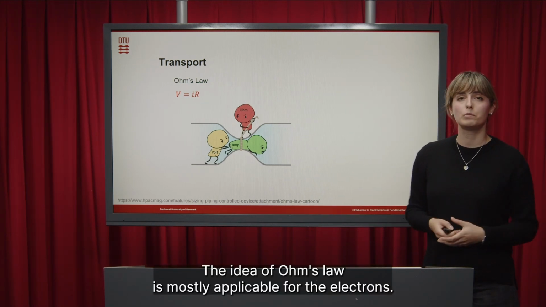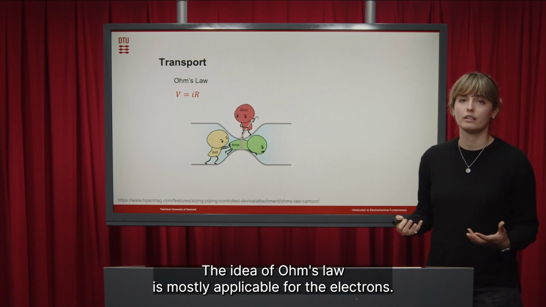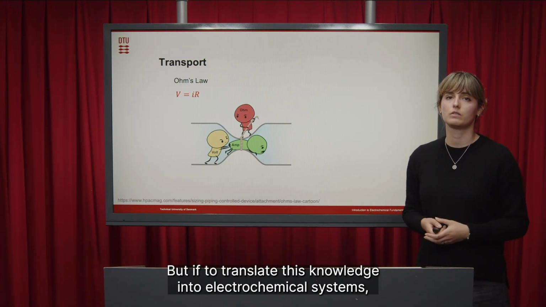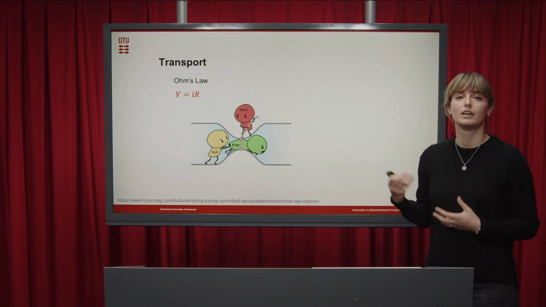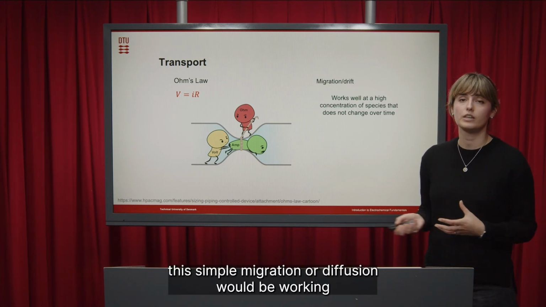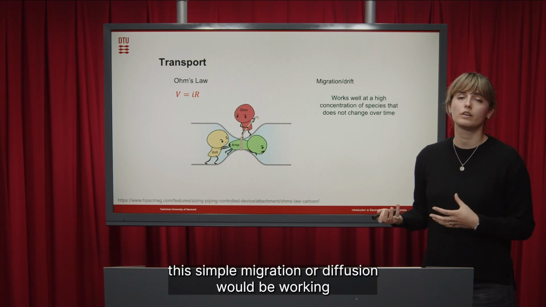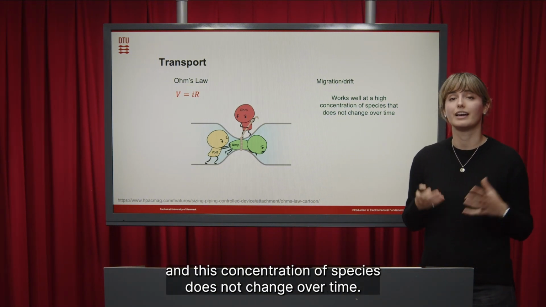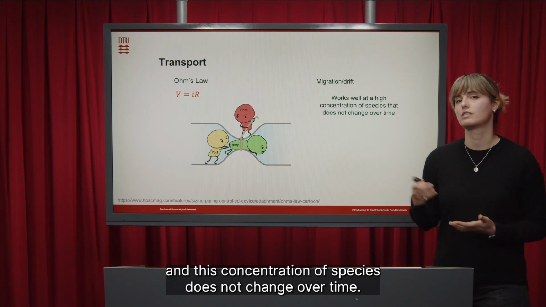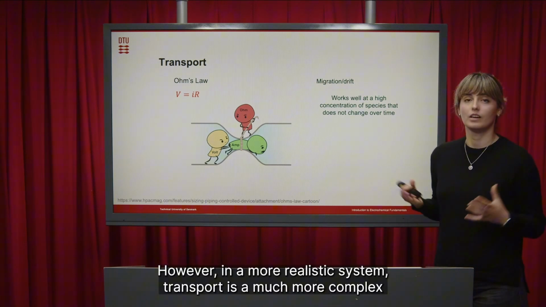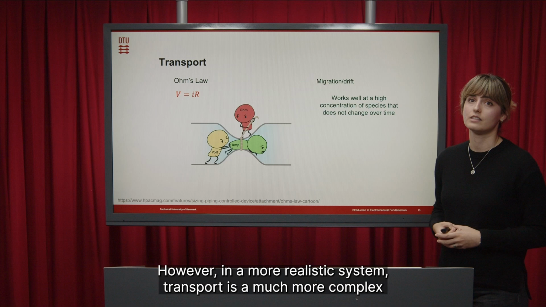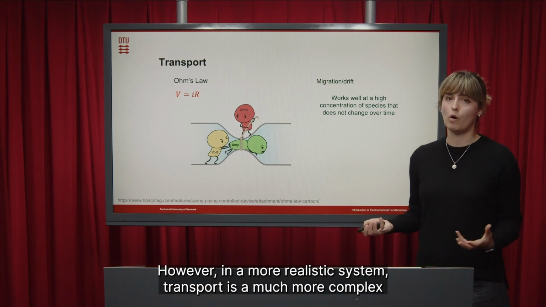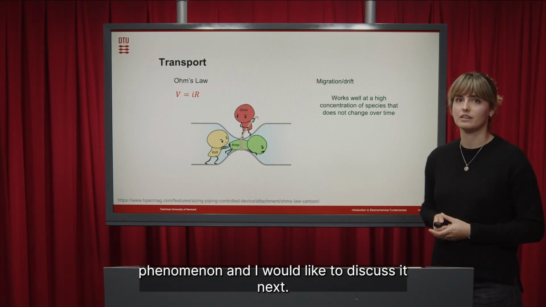The idea of Ohm's law is mostly applicable for electrons, but if we translate this knowledge into an electrochemical system, this simple migration or diffusion would work only in those systems where concentration is extremely high and the concentration of species does not change over time. However, in more realistic systems, transport is a much more complex phenomenon, and I would like to discuss it next.